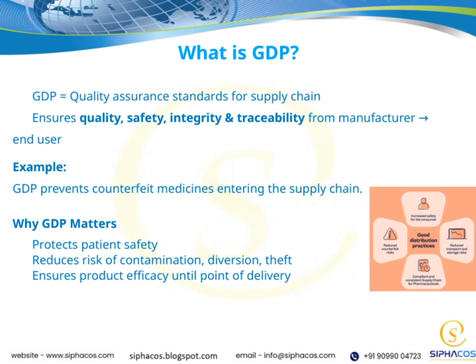Now, why does GDP matter so much? It's primarily to protect patient safety. When standards are followed, we reduce the risk of contamination, diversion, and theft. This means the products are secure and unaltered during transit. Finally, GDP ensures that the product's efficacy, or how well it works, stays intact until it reaches the point of delivery. In essence, it's about making sure that what the patient receives is exactly what was intended, safe and effective.